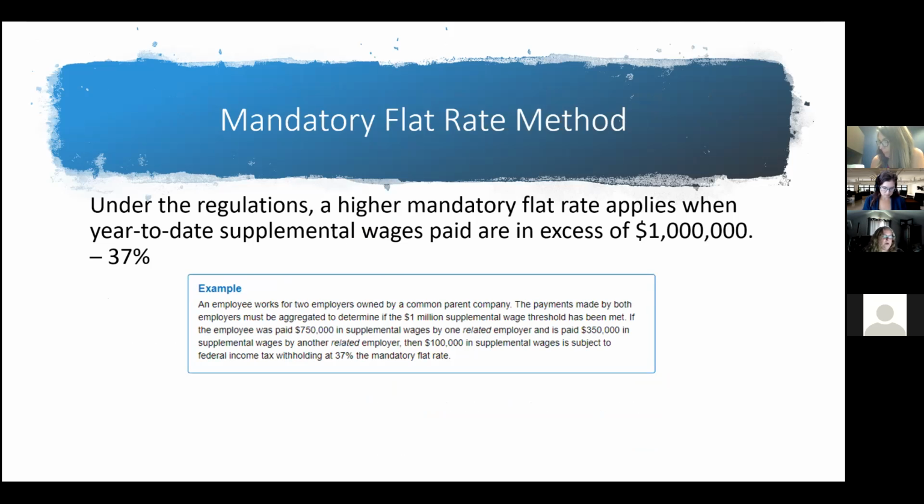So an employee works for 2 employers owned by a common parent company. The payments made by both employers must be aggregated to determine if the $1 million of supplemental wages has been met. If the employee was paid $750,000 in supplemental wages by one related employer and $350,000 in supplemental wages by another related employer, then $100,000 of those supplemental wages is subject to the 37% mandatory flat rate. Anything over that $1 million.